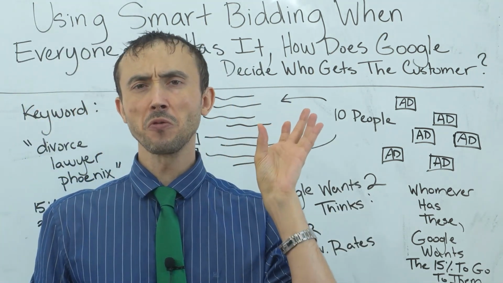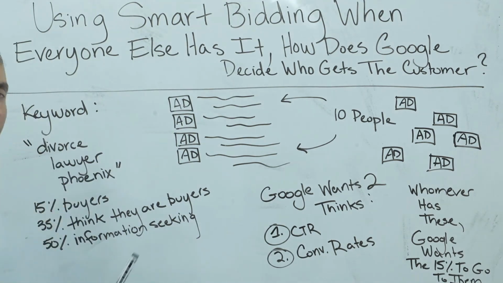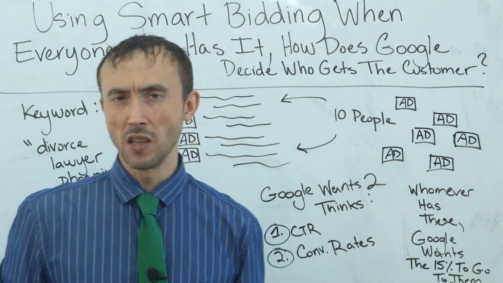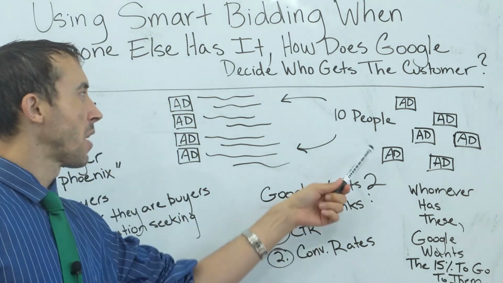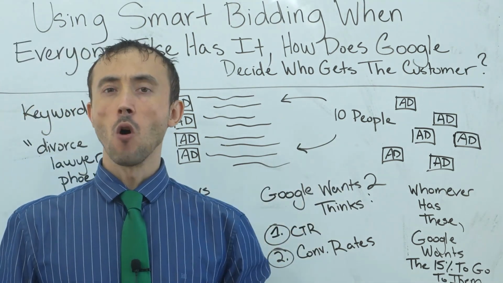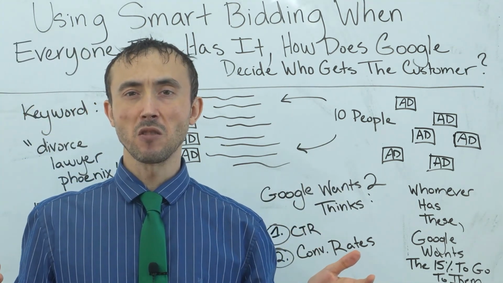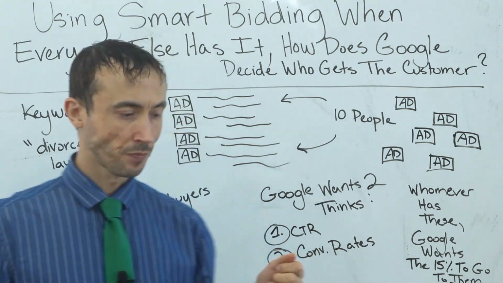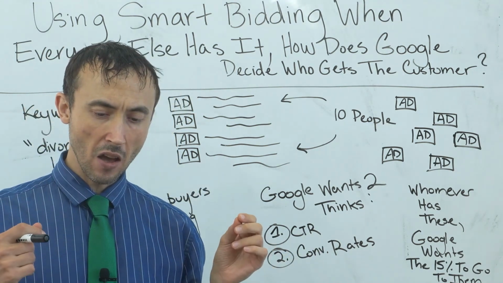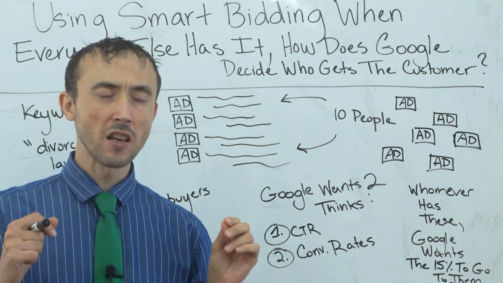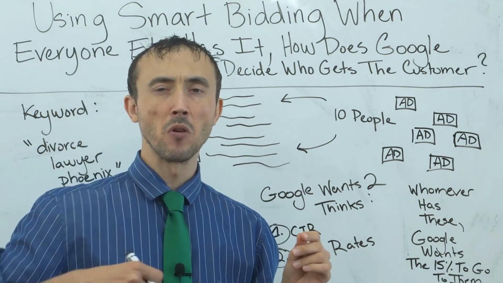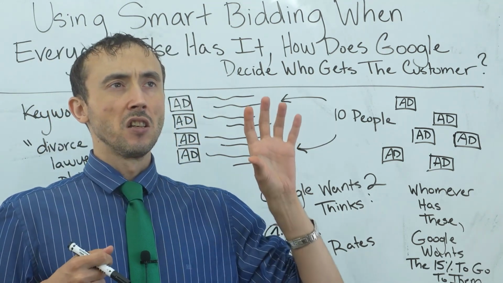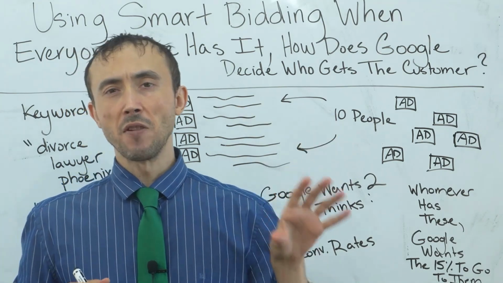If somebody searches for divorce lawyer Phoenix as one potential keyword, an opportunity here. If you got 8 people advertising on that keyword, only one person's going to get that customer ultimately, right? Because ultimately, here's the key thing that I wanted to make this video for, to make people aware of. That is, Google tracks everything you do.